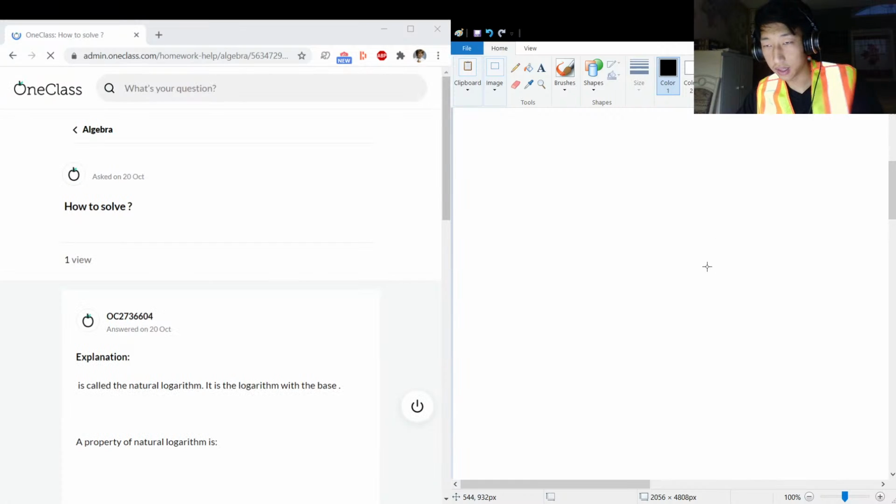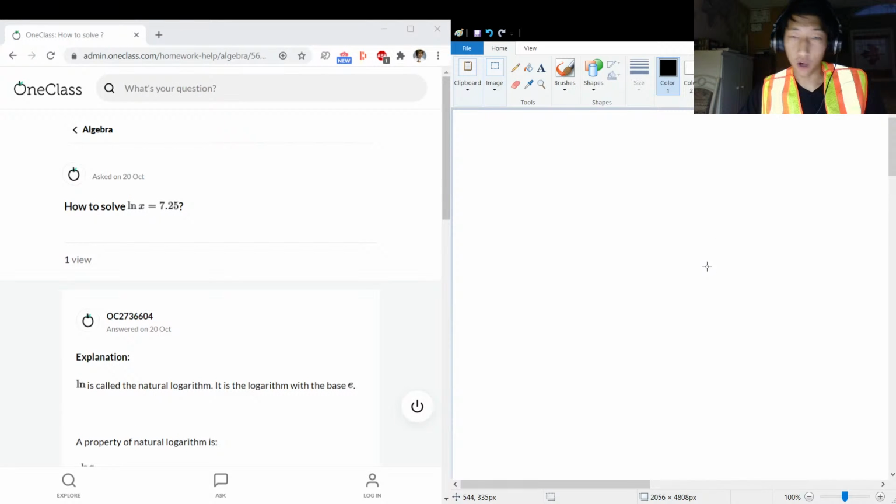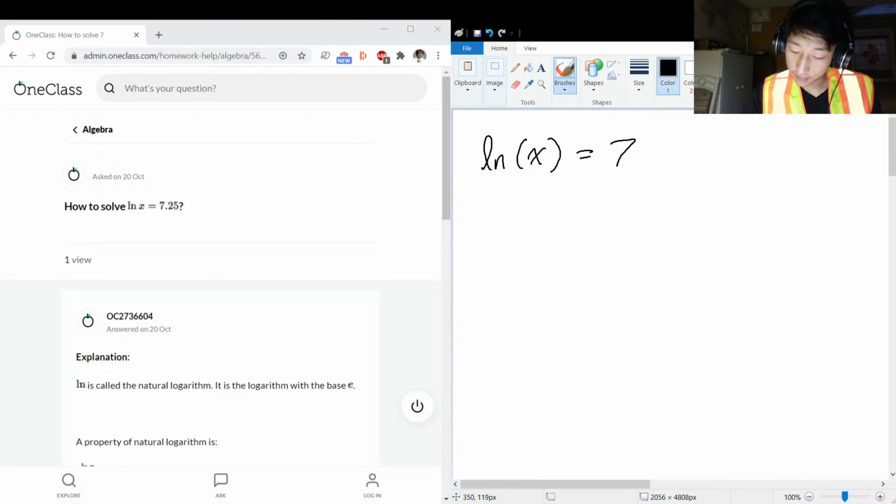Okay, let's clean that whiteboard up. Okay, a very nice question that we got here. The next question on the menu: how do we solve a natural logarithm of x equal to 7.25?